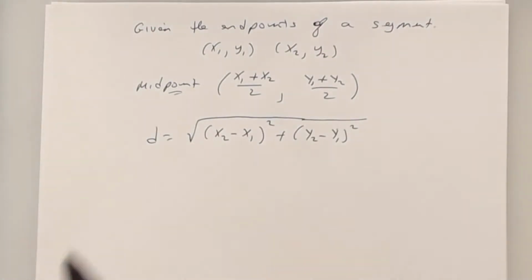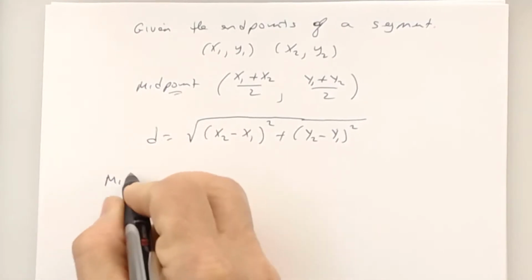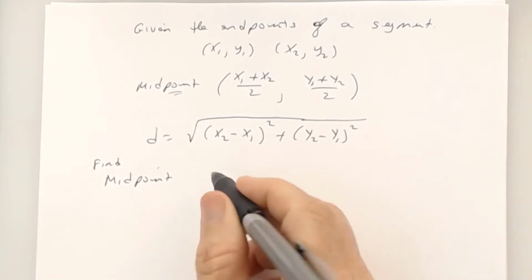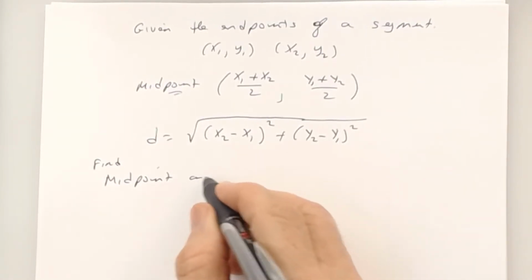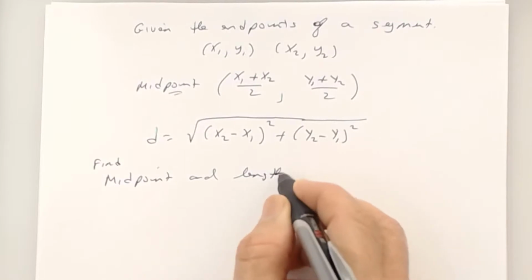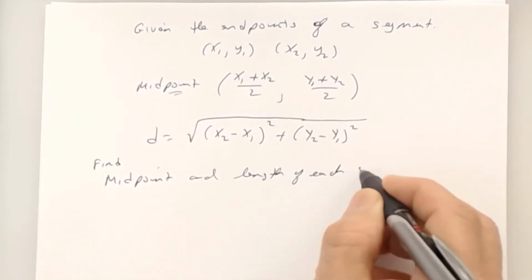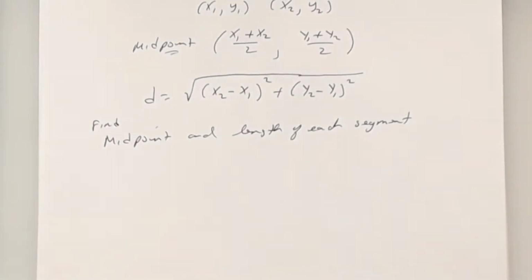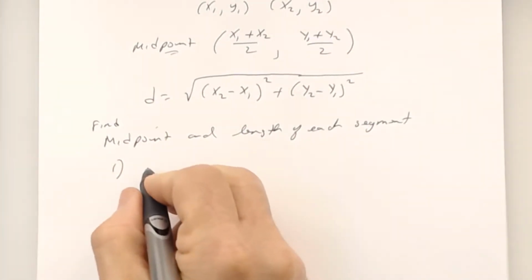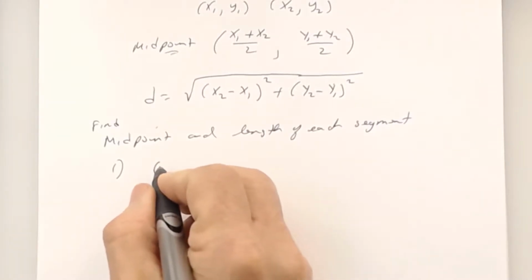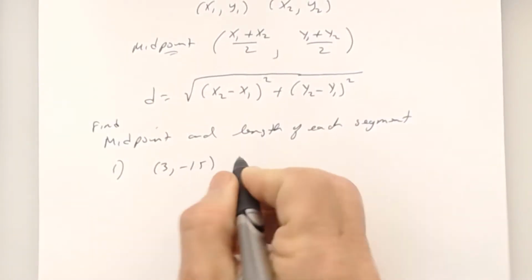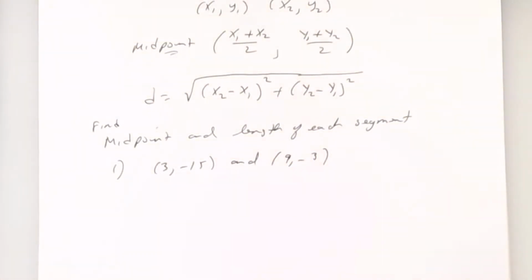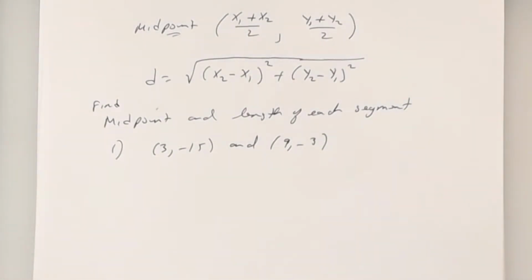All right, number one. The first part, you're going to find the midpoint and the length of each segment. So number one, you have the coordinates 3, negative 15, and 9, negative 3. So 3, negative 15, and 9, negative 3.